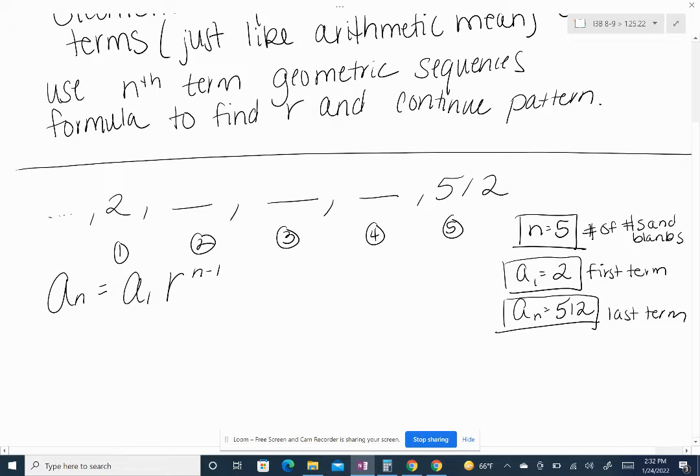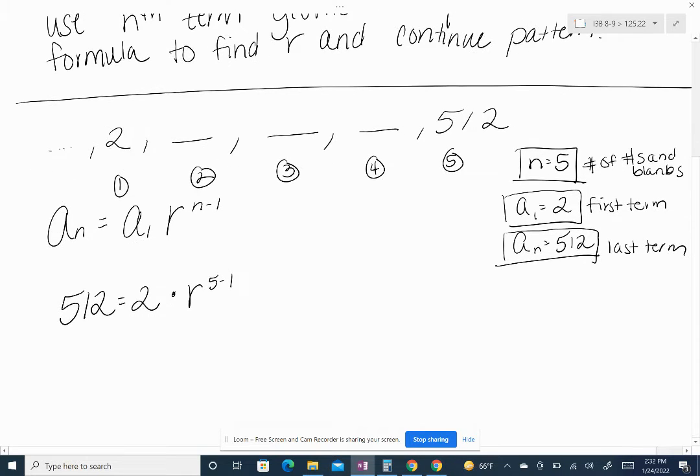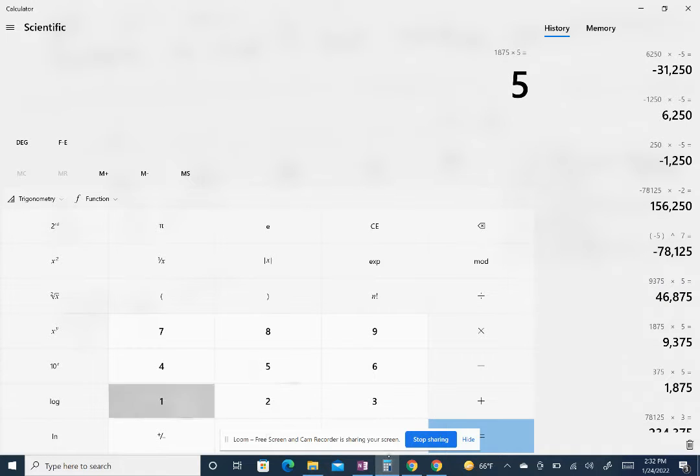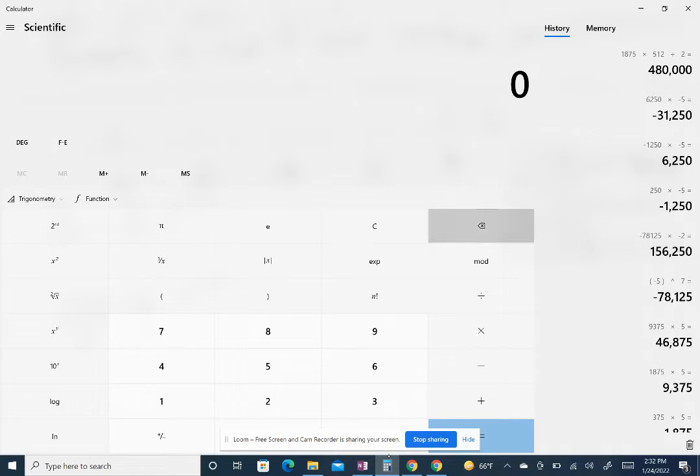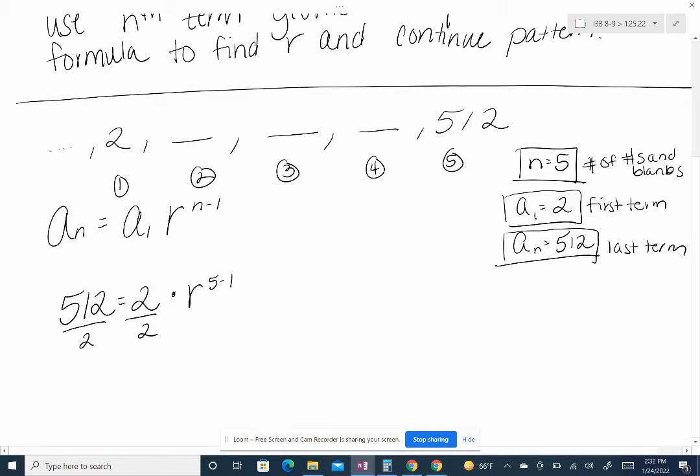for r. So 512 is equal to 2 times r to the 5 minus 1. Okay, divide both sides by 2. 512 divided by 2 gives 256. And then I'm going to go ahead and just solve the exponent. 5 minus 1 is 4.